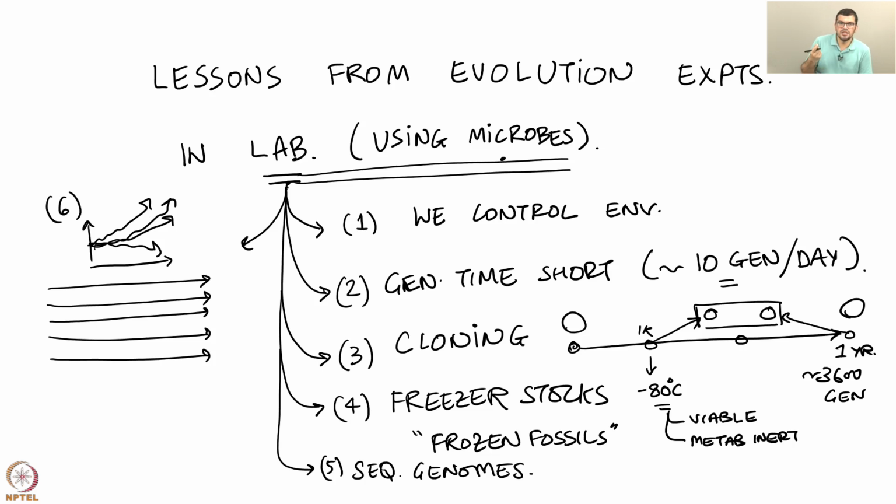Using microbes, because they are small and large population sizes of these microbes only occupy a very small space in a lab, we can do hundreds of parallel evolution experiments without really worrying about space as a constraint. So, logistically they are just a lot easier to handle.